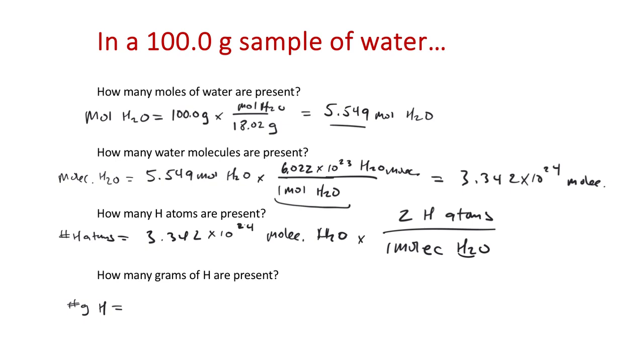So the total number of H atoms, now this isn't free hydrogen. The hydrogens are still attached 2 to 1 to oxygen. So they're not free H atoms, but the total number of hydrogen atoms bonded to water here in the sample will be 2 times that number. So that's 6.684 times 10 to the 24 H atoms.